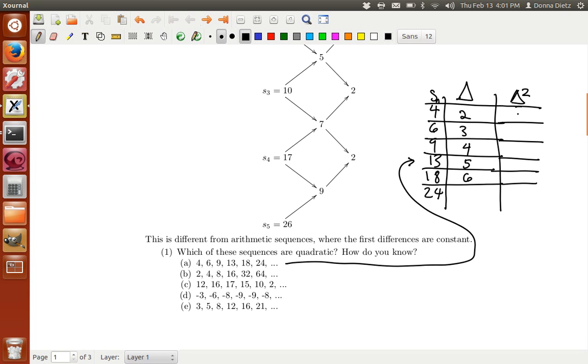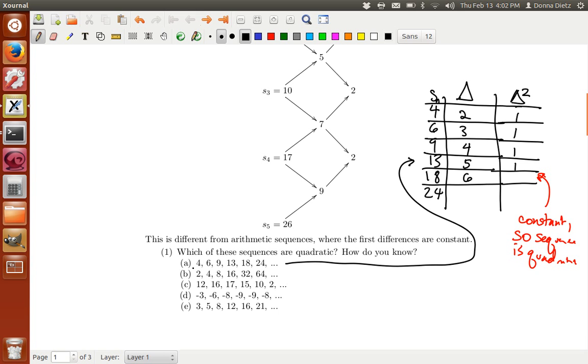Why? Because 3 minus 2 is 1. 4 minus 3 is 1. 5 minus 4 is 1. 6 minus 5 is 1. Yup. These are constant. These are constant. So the sequence is quadratic.